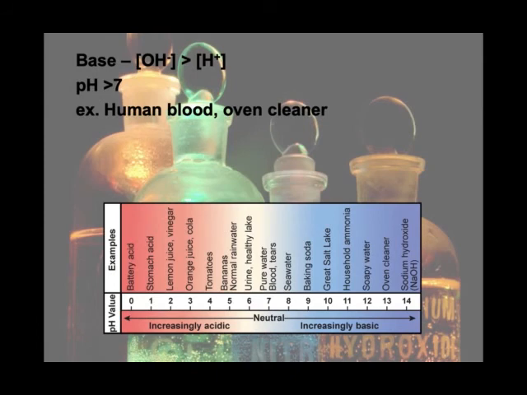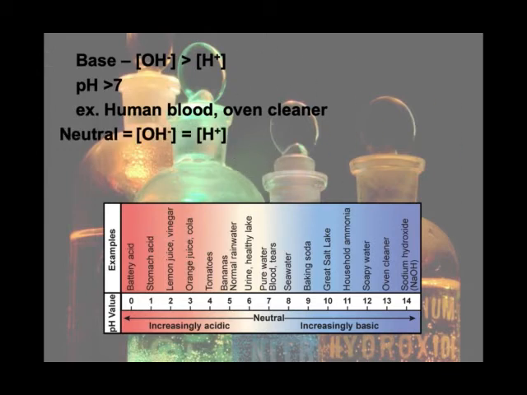Some things that you might run across that are basic: human blood is slightly basic, about 7.45, just slightly basic. And oven cleaner, back in the day before they had self-cleaning ovens, you would buy this stuff which in essence was sodium hydroxide in spray form, and you put it inside your oven and you'd clean it out, and that was incredibly basic.